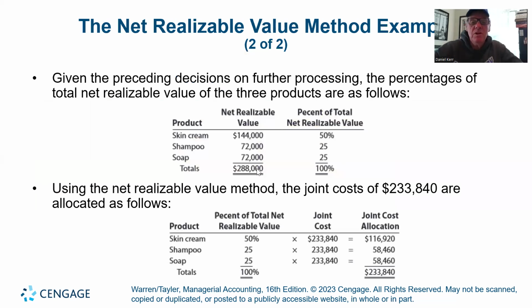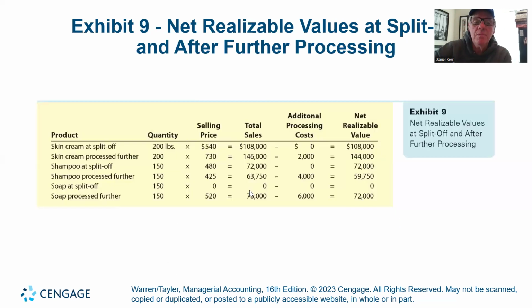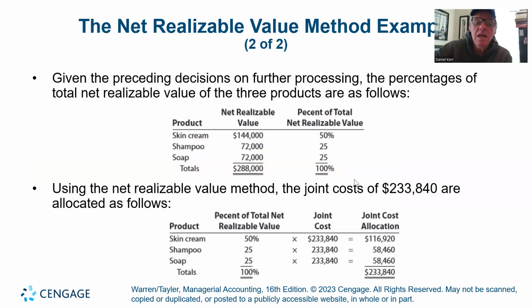So you come up with a net realizable value of 288. All those numbers there, we had to make a selection of each of the options that we had in the previous slide. Here is our net realizable value.